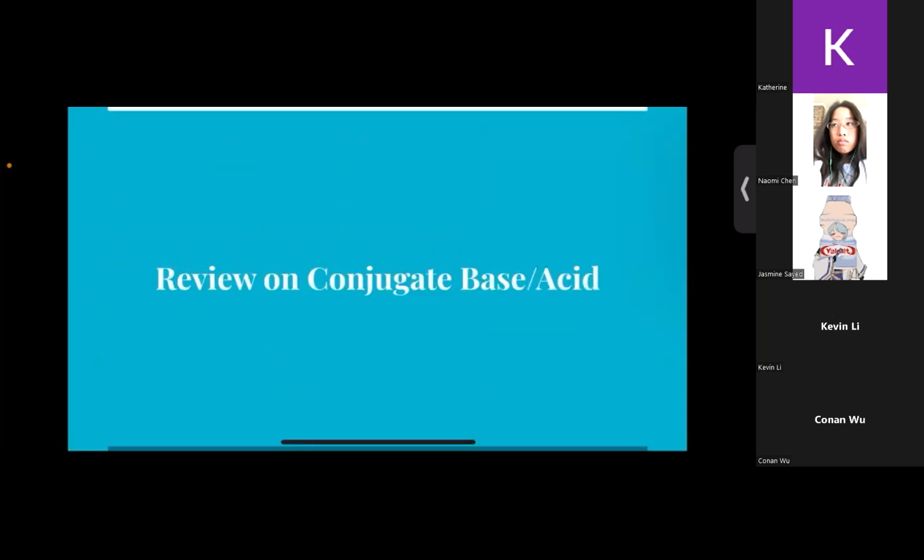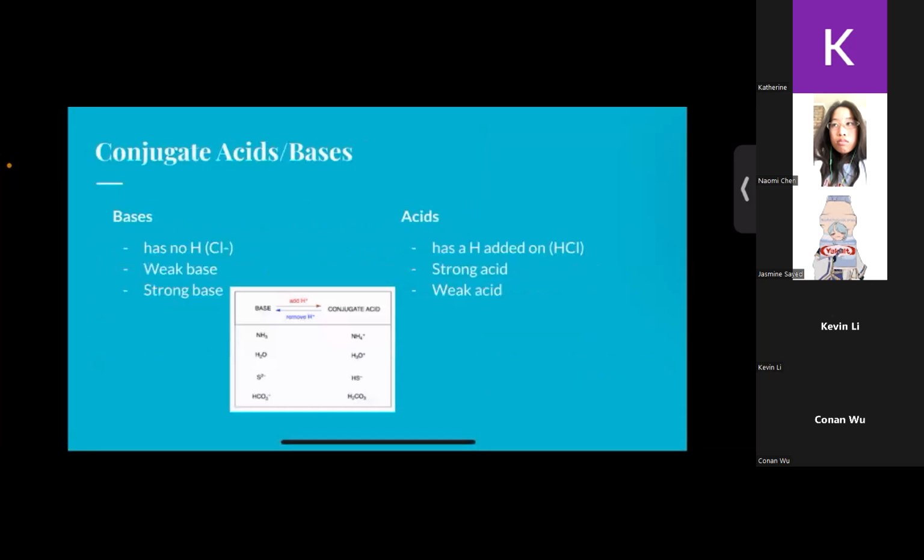Okay, and then next, before we go into a new topic, we're going to do a quick review on something we touched on last lesson, which is conjugate bases and conjugate acids. So here we have a really short table. This is all you basically need to understand. For conjugate bases, you're looking for one less H than its conjugate acid. So for example, here we have Cl minus.